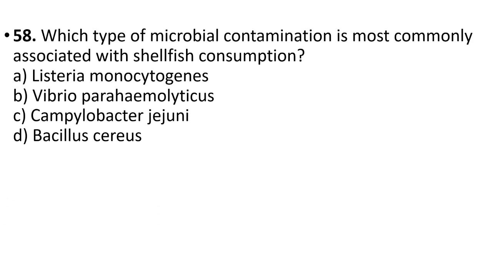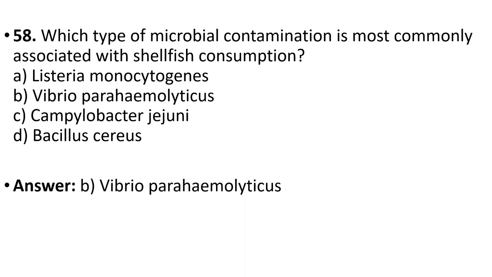58. Which type of microbial contamination is most commonly associated with shellfish consumption? Listeria monocytogenes, Vibrio parahaemolyticus, Campylobacter jejuni, Bacillus cereus. Your answer is option B, Vibrio parahaemolyticus.